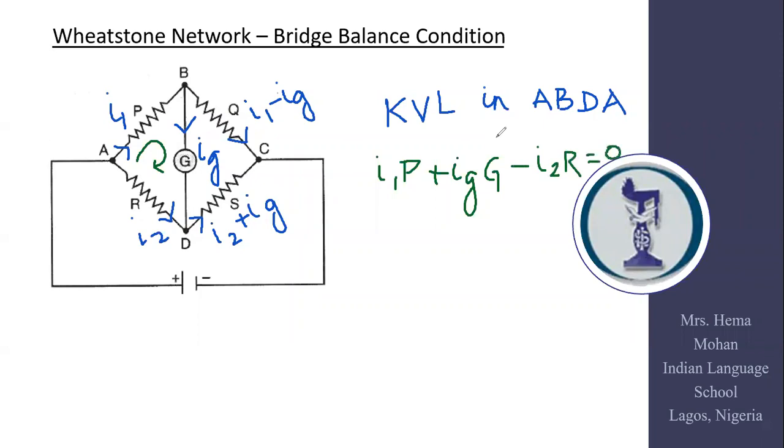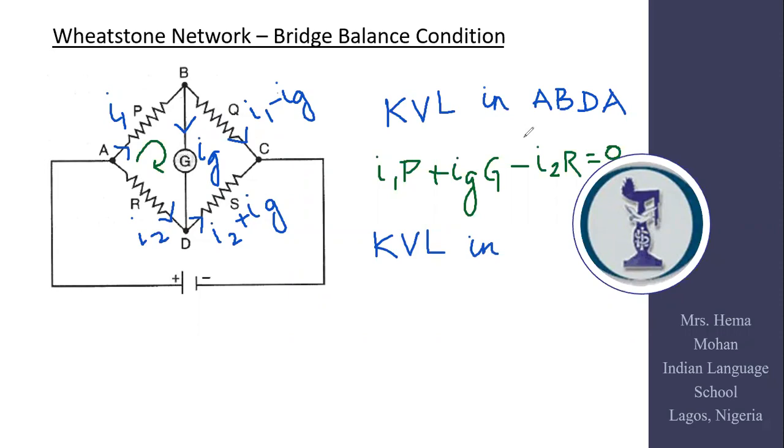Do you agree with me, children? If you remember what we understood from the previous lesson, I2 is in a direction opposite to the direction of the loop. So I'm going to consider the product to be negative. So I1P plus IgG minus I2R is equal to 0 if I apply it in A, B, D, A. Why is it 0? Because there's no EMF in the loop that I have considered. Now I'm going to apply my KVL in the next loop.